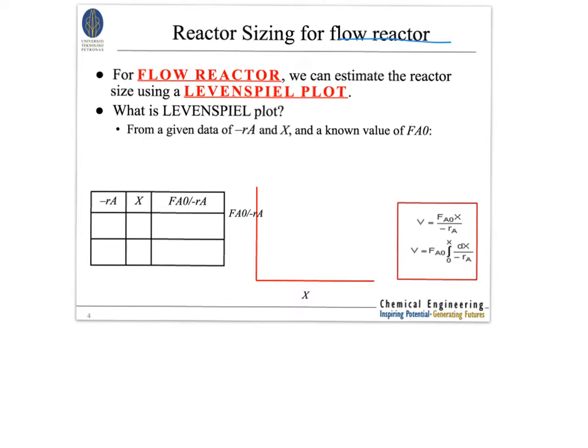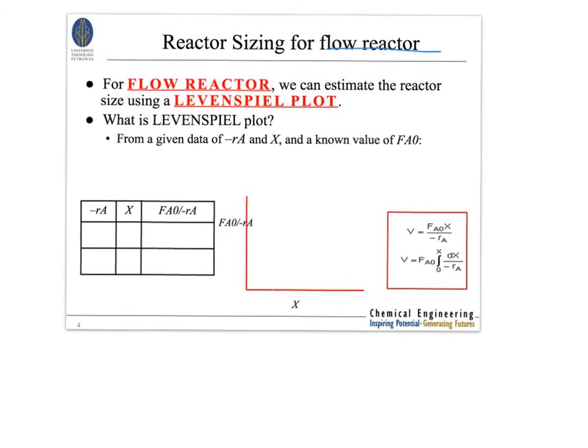Remember in our experiment last week, we compared two different sizes of batch reactor, and it showed that the size of the reactor doesn't have any effect on the conversion of the reactant in a batch. In this lecture, you will learn about using the Levenspiel plot to estimate reactor volume.